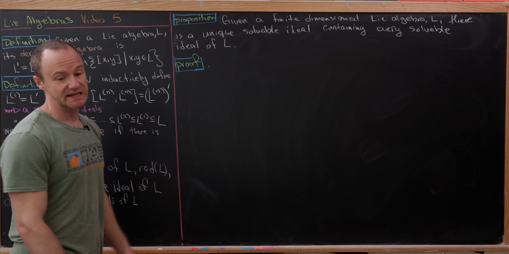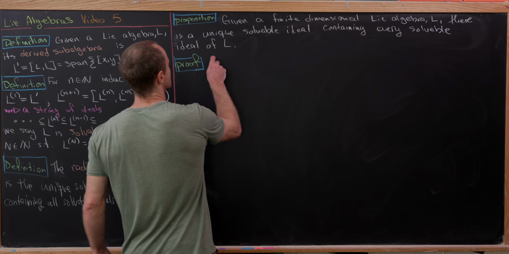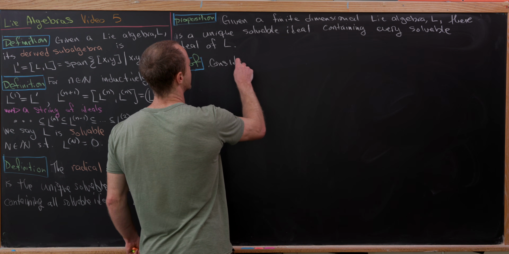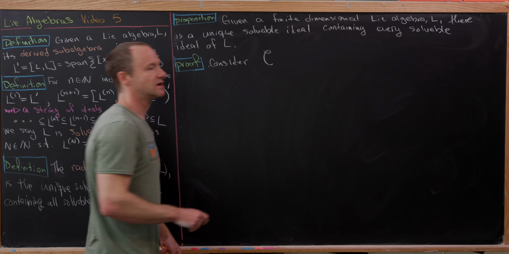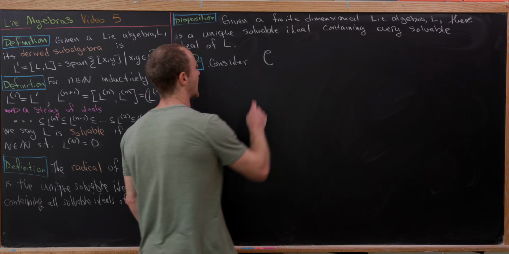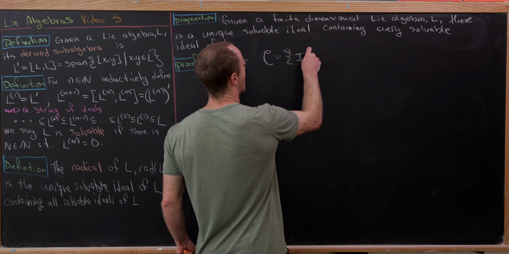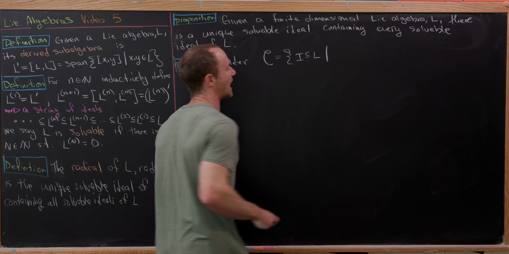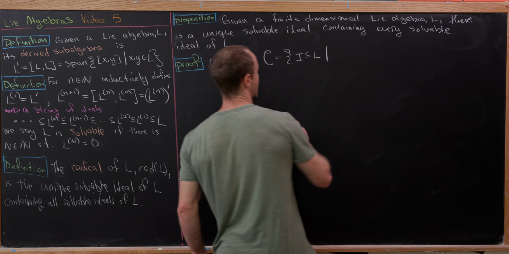So let's maybe see how this proof goes. So let's consider the following set. I'll call it maybe script C, and it'll be equal to all ideals I of L such that they are solvable.